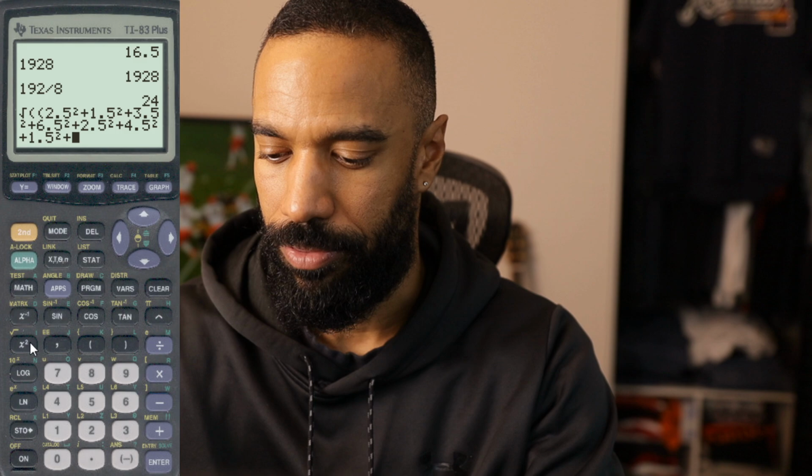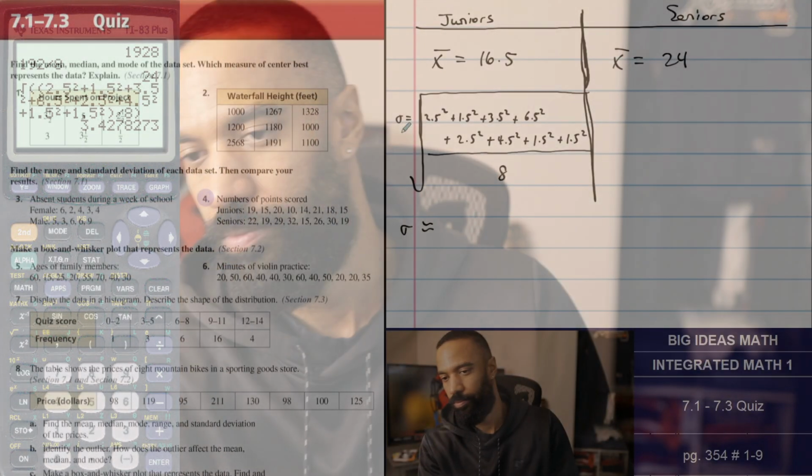I only hope I calculated these right, you know what I mean? I did even the addition in my head, and now this part I'm trusting that I did the 0.5s correctly. Divided by 8 there inside the square root. So I'm getting 3.4-ish on that standard deviation for juniors.